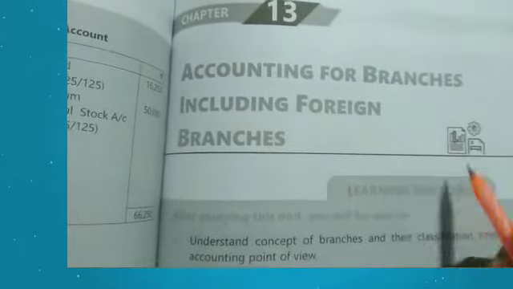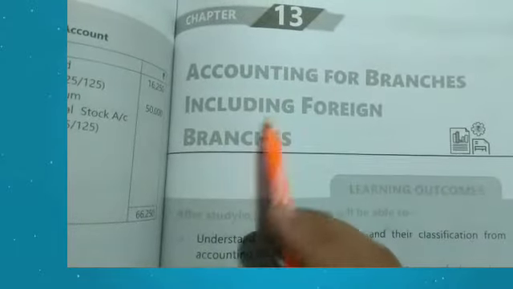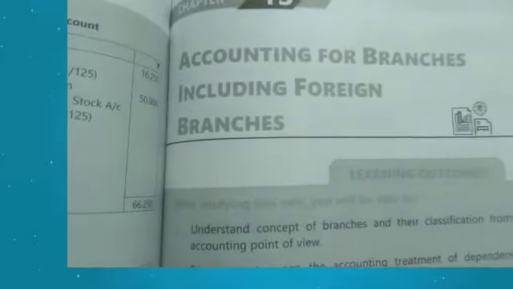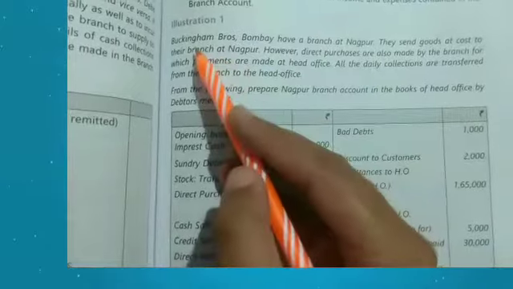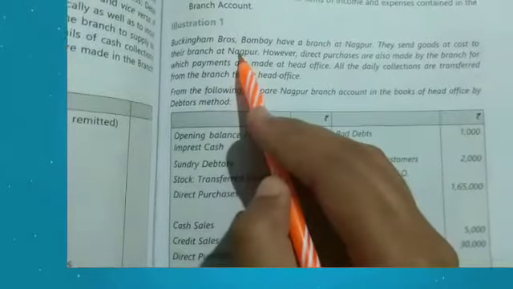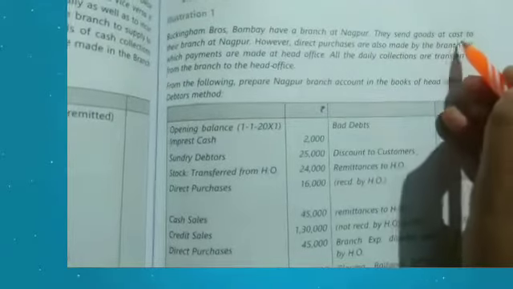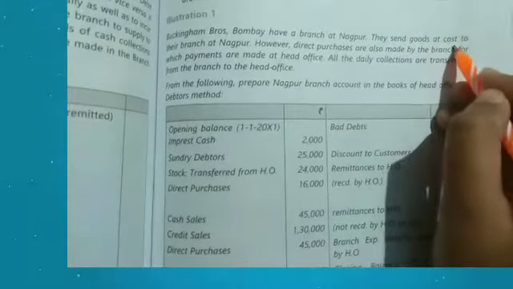So today we'll see chapter 13, accounting for branches including foreign branches. Illustration 1. Buckingham Bros Bombay have a branch at Nagpur. They send goods at cost. So they are sending that at cost.